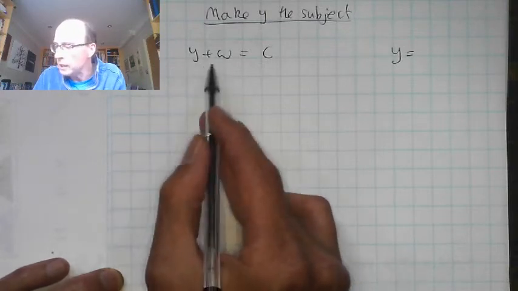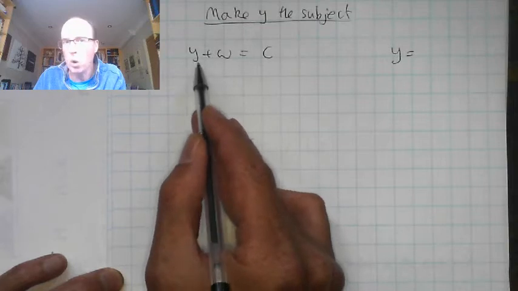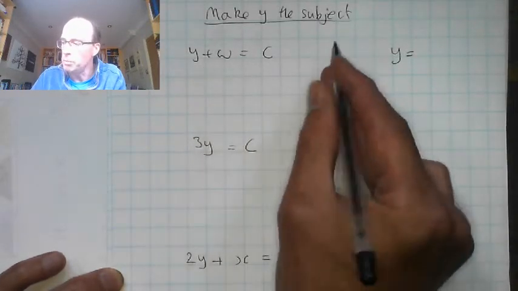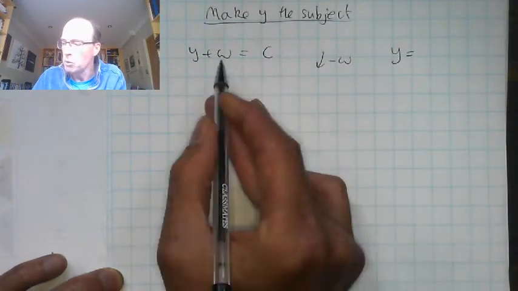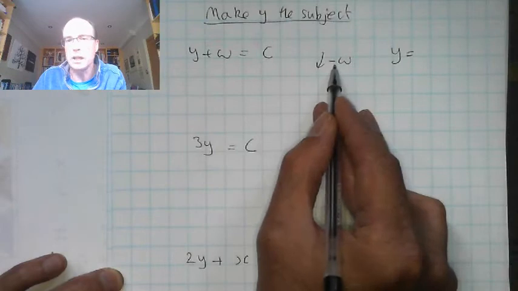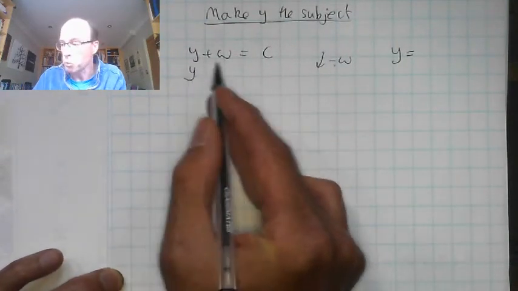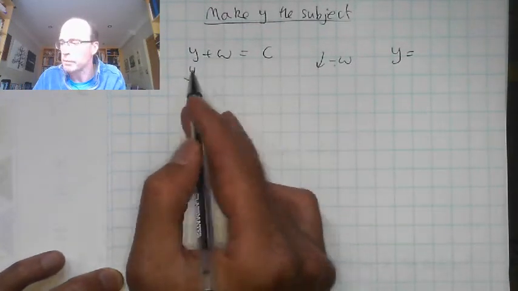So in this case here, I've got y plus w is equal to c. I want to get rid of this plus w. I want the y on its own. So I want to do the opposite of adding w. So to both sides, I'm going to take away w. So that's why I've done the opposite operation. I've done it so that it gets rid of it, cancels it out.